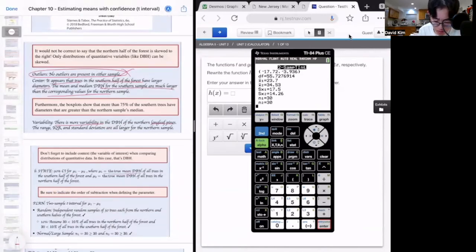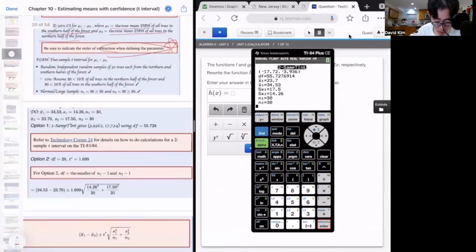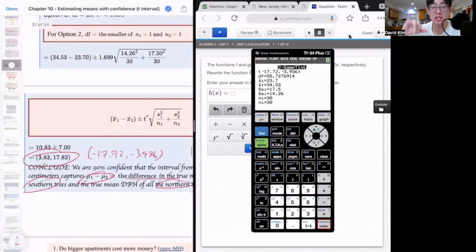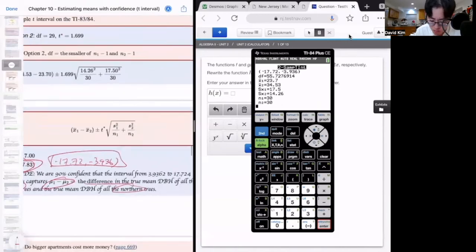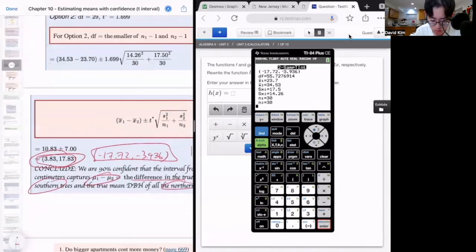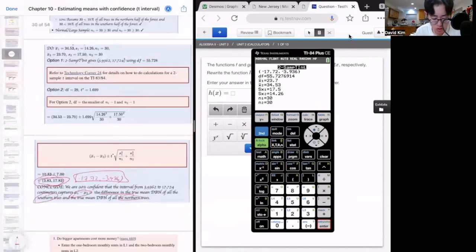I think mu1 is the true mean of all trees in the southern half, and mu2 the true mean of all the trees in the northern half. They said the order of subtraction when defining a parameter, they didn't really specify that, so I would say that either way would totally do. But if you were to swap the order, you are going to get this number. But in a way, you can still conclude that this interval captures the difference in the true mean DBH of all the northern trees to the southern trees.